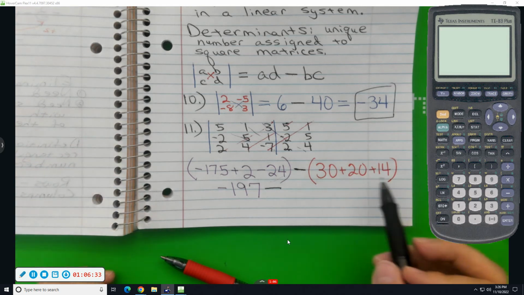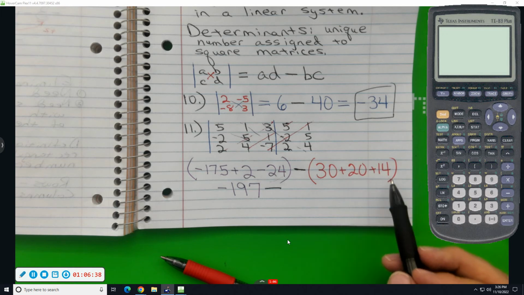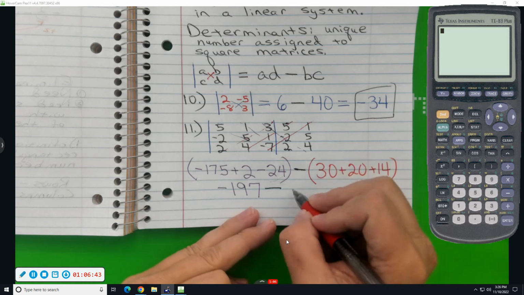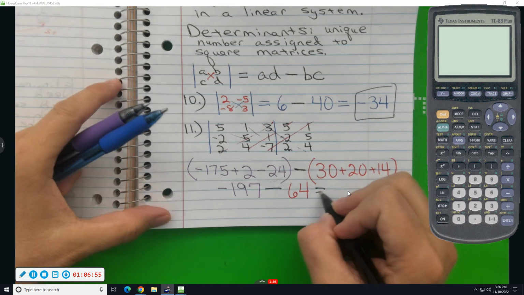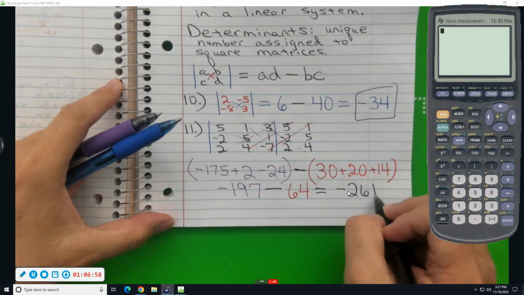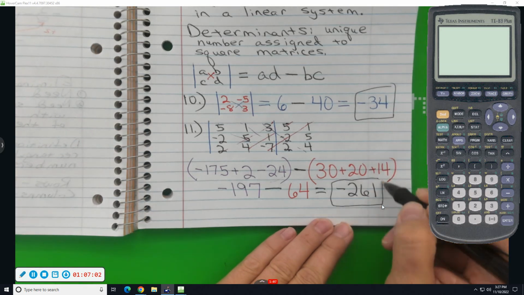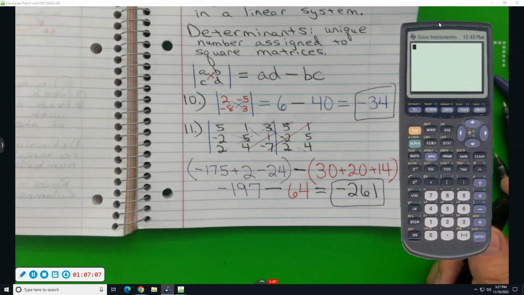Now let's simplify inside the red set of parentheses. 30 plus 20 is 50, plus 14. 50 plus 14 is 64. Negative 197 minus 64, is that a negative 261? Someone check me there. Yes? Any questions there?